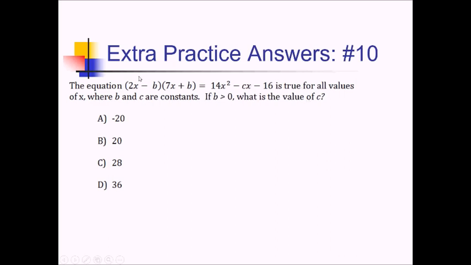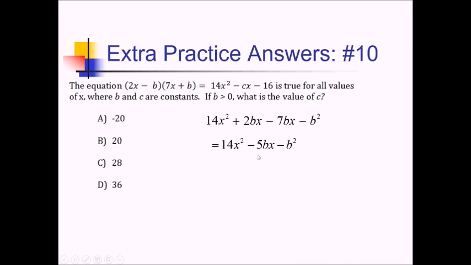So let me start by foiling out the left side here, distributing the 2x and the minus b to the 7x and the plus b. So we have 2x times 7x, that's going to be 14x squared, and 2x times b is going to be positive 2xb. And then we have negative b getting distributed, so negative b times 7x is negative 7bx. And then finally, negative b times b is negative b squared. And I can combine these middle terms here, these are both bx terms, so we just add the coefficients and keep the variables. So this is negative 5bx in the middle.